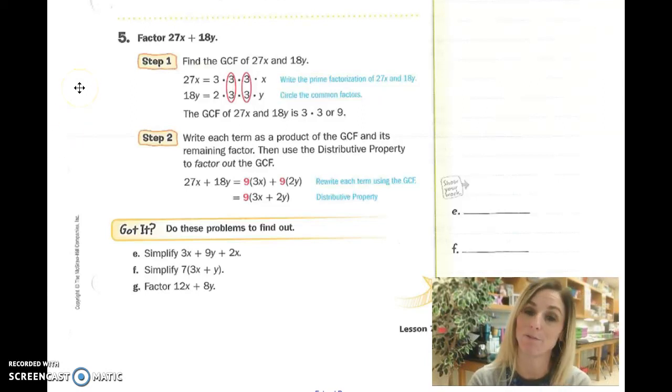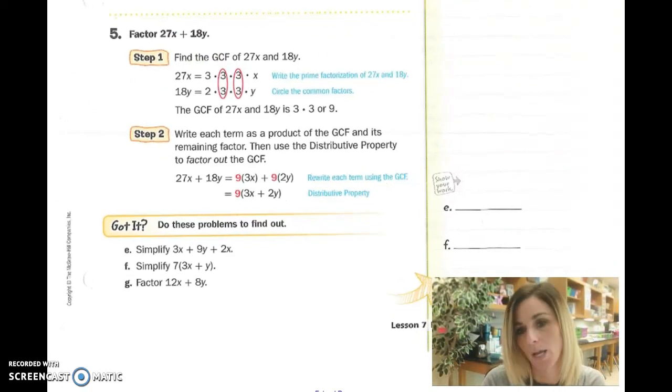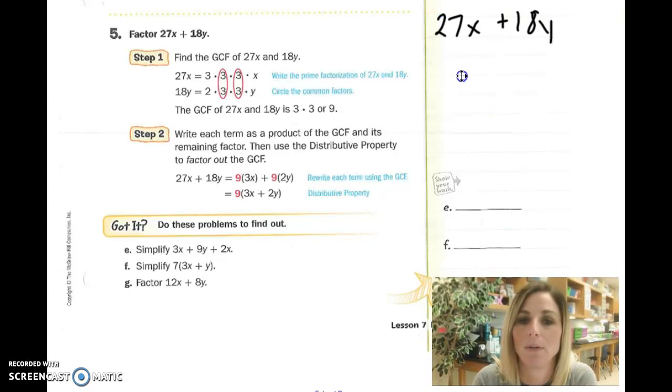Here we go. So we're back to factoring. Factoring 2x. Oops, hang on. That just moved on me. Not what I wanted to do. All right, 27x plus 18y. So we're going to prime factor 27 just like we've done before.